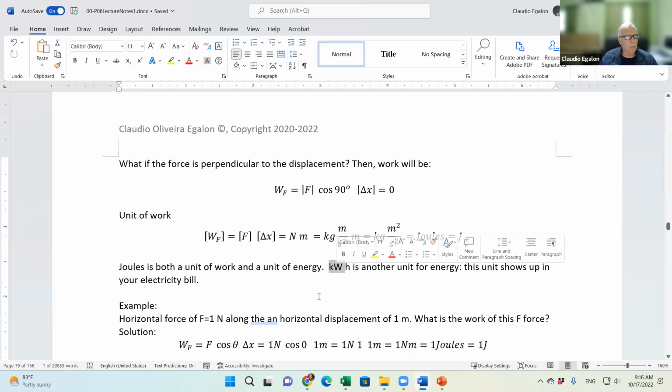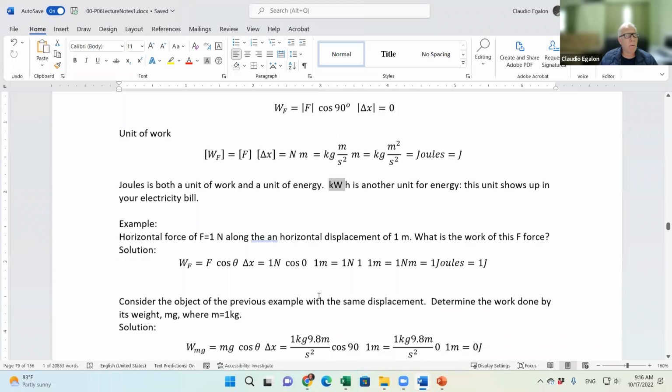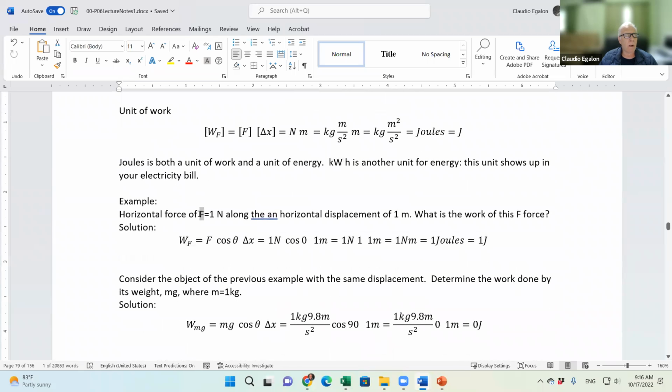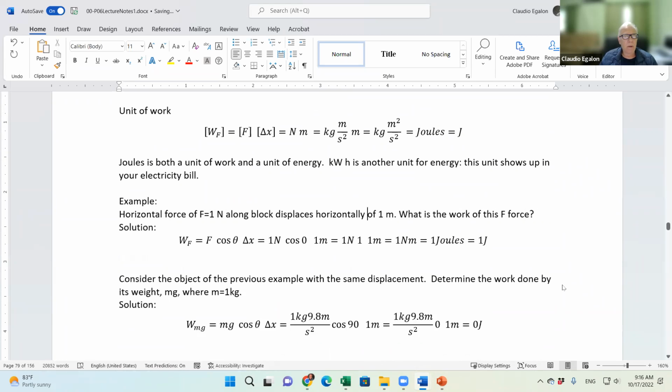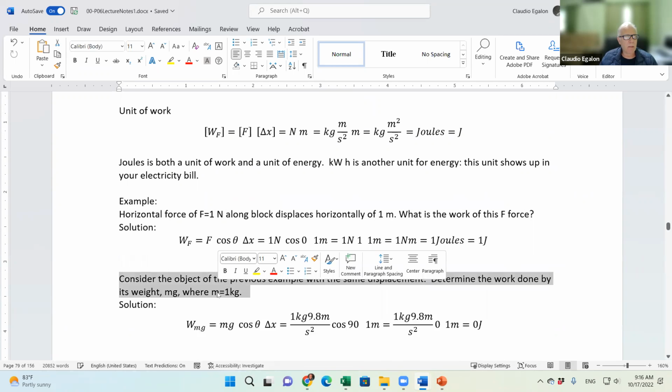Okay, here we're doing a numerical example. A horizontal force of 1 Newton acts on a block, and the block displaces horizontally 1 meter. What's the work of this force F? Now consider the object of the previous example, with the same displacement. Determine the work done by the weight. So here you go.